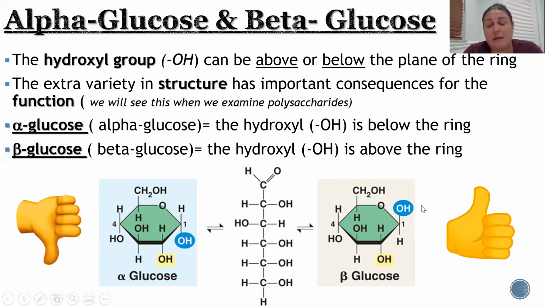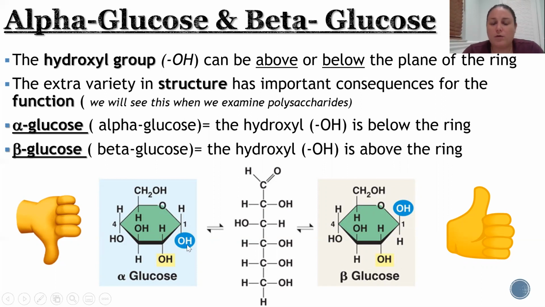Now, why this is going to be important is that when we talk about building polysaccharides, it's going to matter whether or not we're making our polymer with alpha glucose molecules or beta glucose molecules. And the polymers that we make, depending on the type of glucose molecule, can change its function.